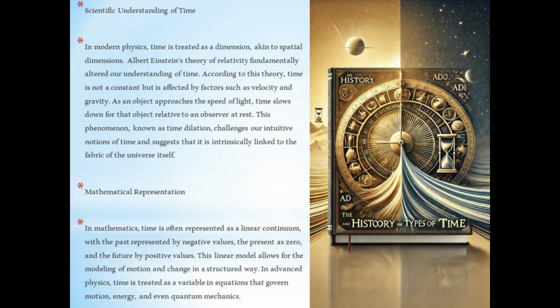In mathematics, time is often represented as a linear continuum, with the past represented by negative values, the present as 0, and the future by positive values. This linear model allows for the modeling of motion and change in a structured way. In advanced physics, time is treated as a variable in equations that govern motions, energy, and even quantum mechanics.